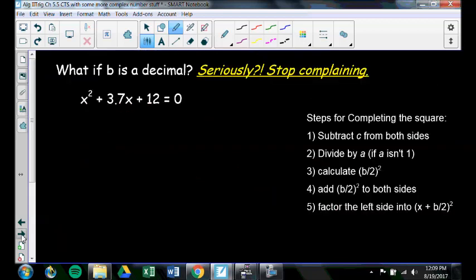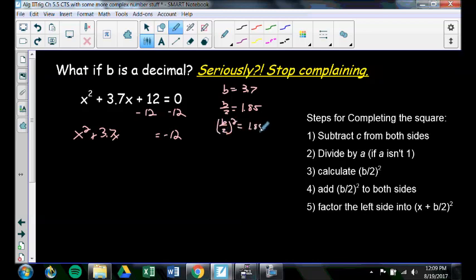The next level is, well, okay, if b is a decimal, just start doing this, okay? Like, stop saying, what happens if these things are annoying? I'm getting tired of making that annoying voice. I'm going to stop. You just do it. So right now, b is 3.7. So b over 2 is 1.85, because that's half of 3.7. So b over 2 squared is whatever that number is squared. I don't really care what that is. You just put that number there, and you put that number there.